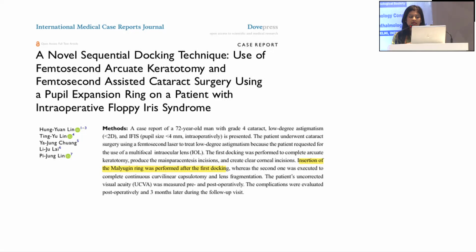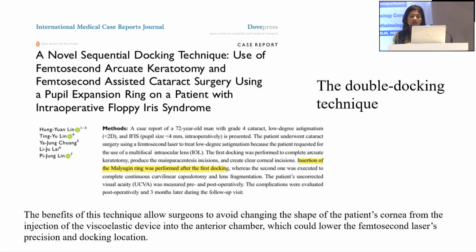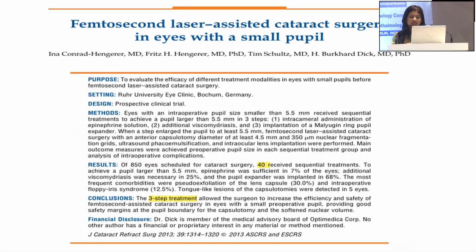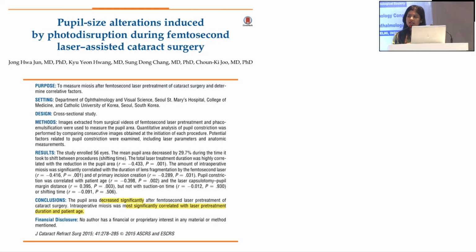Also there was a technique by authors who used a double docking technique, but here they used a Malyugin ring. What they did is they inserted the Malyugin ring after doing the first docking, and then they carried out the nucleotomy part. A similar thing was done by a German group, where they did this 3-step technique in 40 patients and got a very good result.